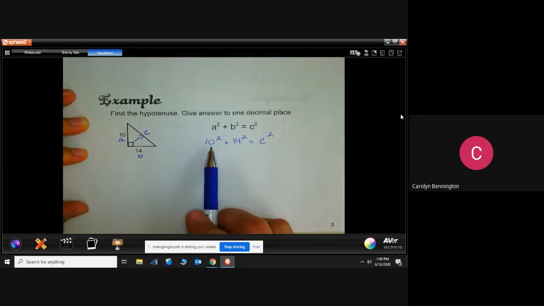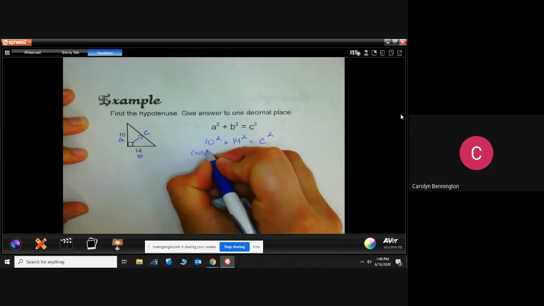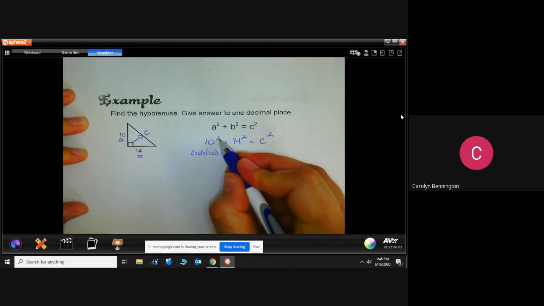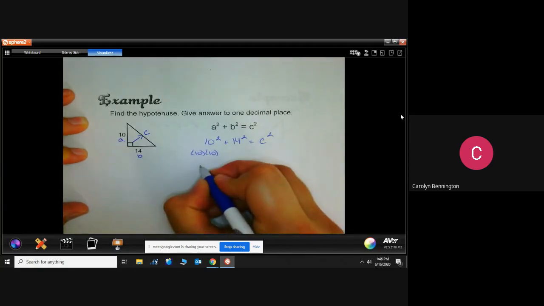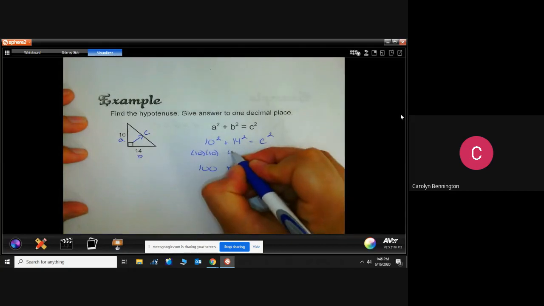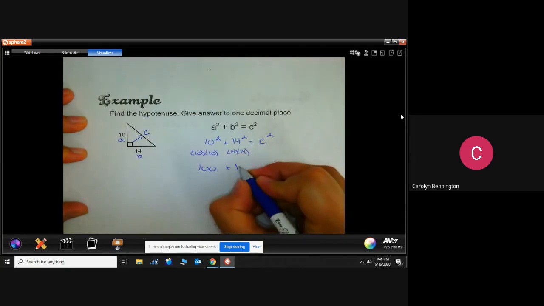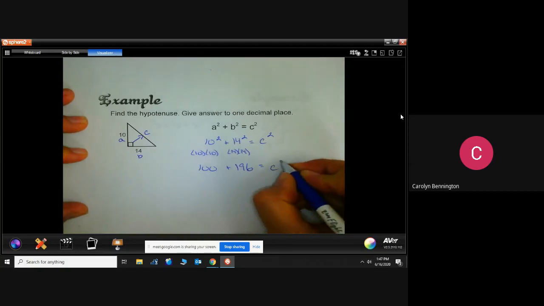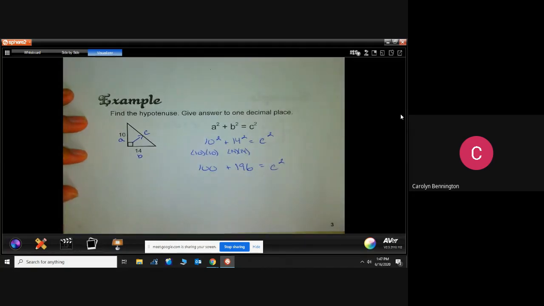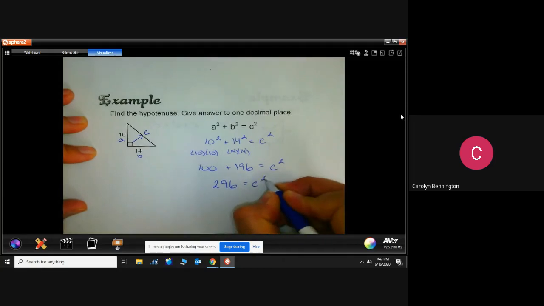Now we have to square each of the numbers. Remember, to square something means to multiply it by itself. So 10 squared is 10 times 10, which is 100. 14 squared is 14 times 14, which is 196. And this equals our c squared. Now we want to add these two values together to get 296.